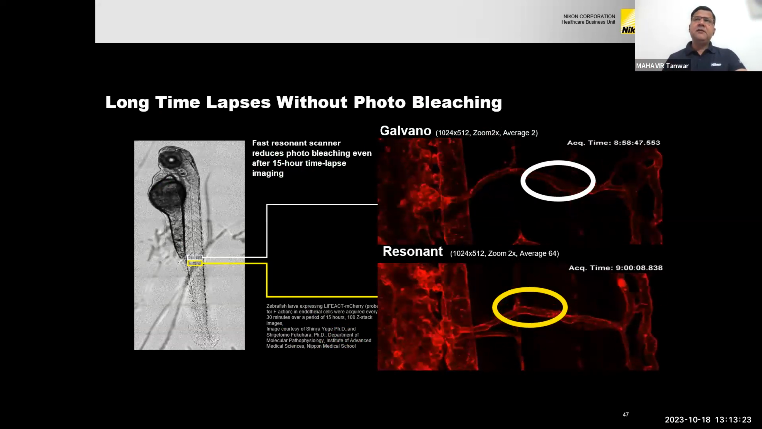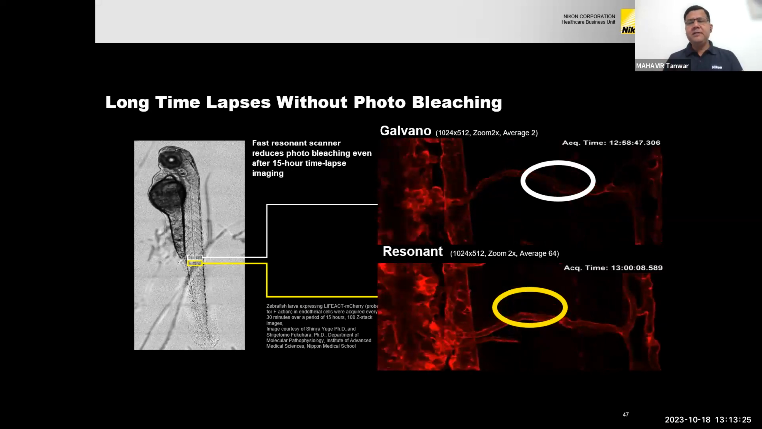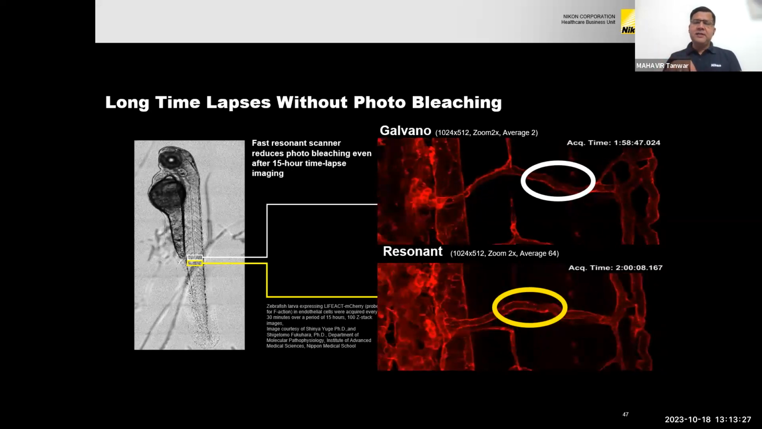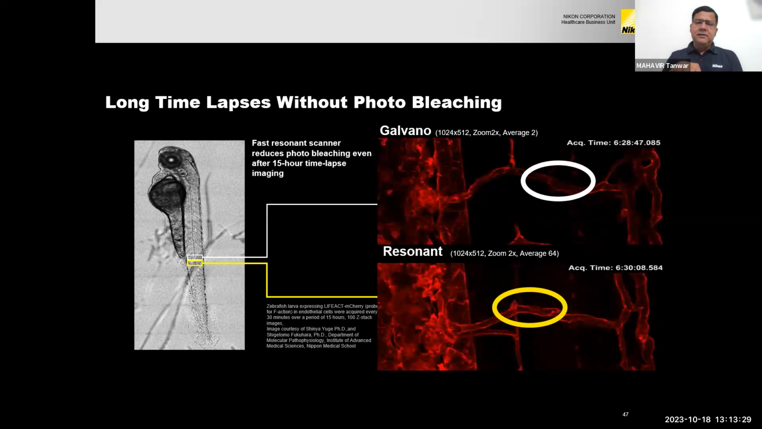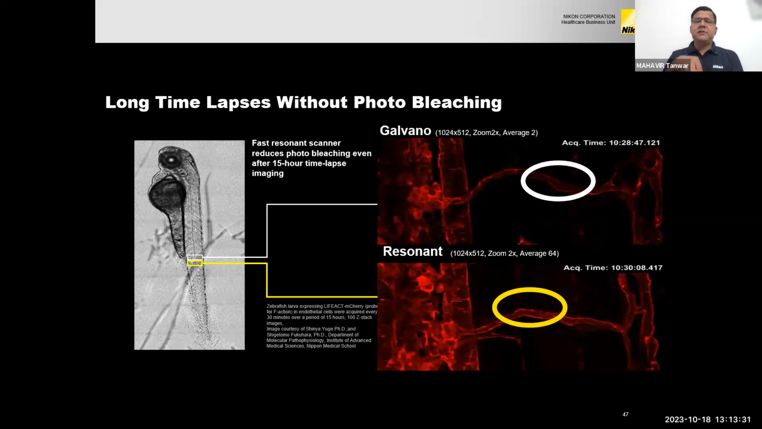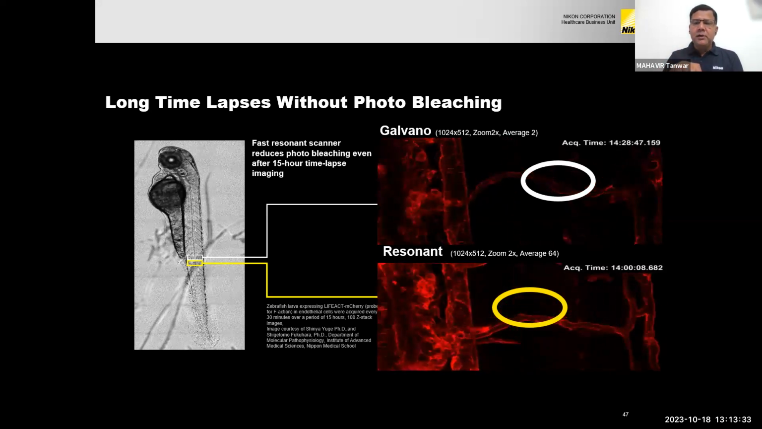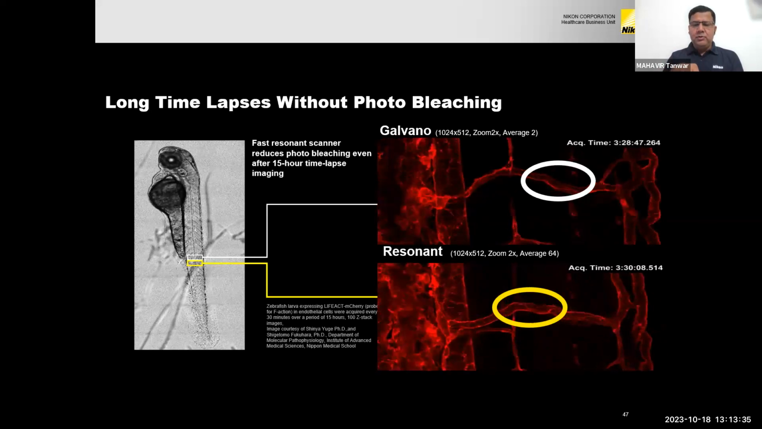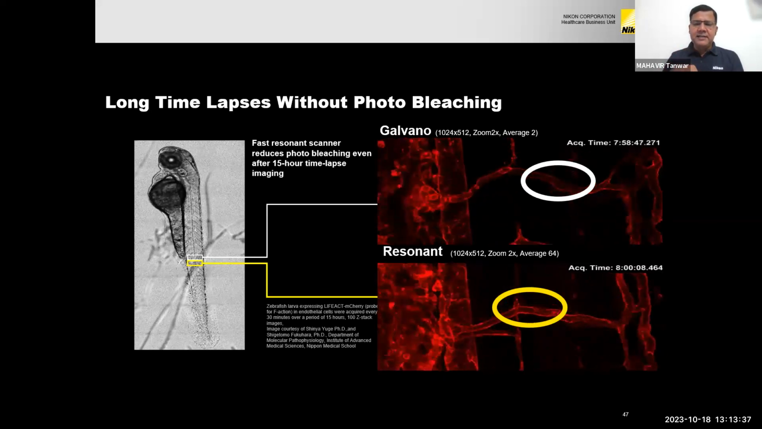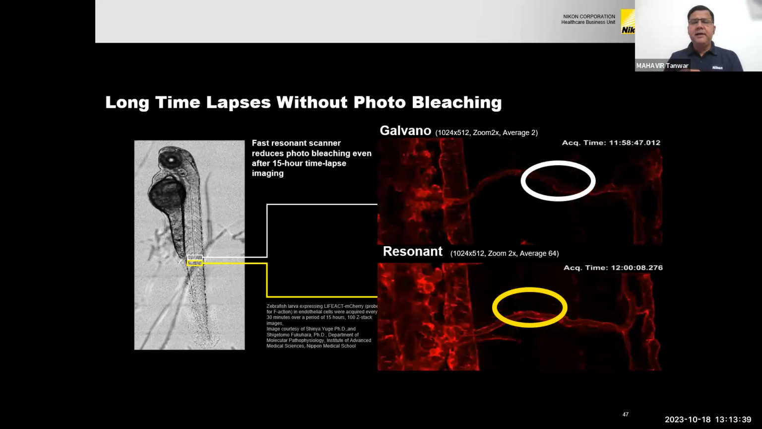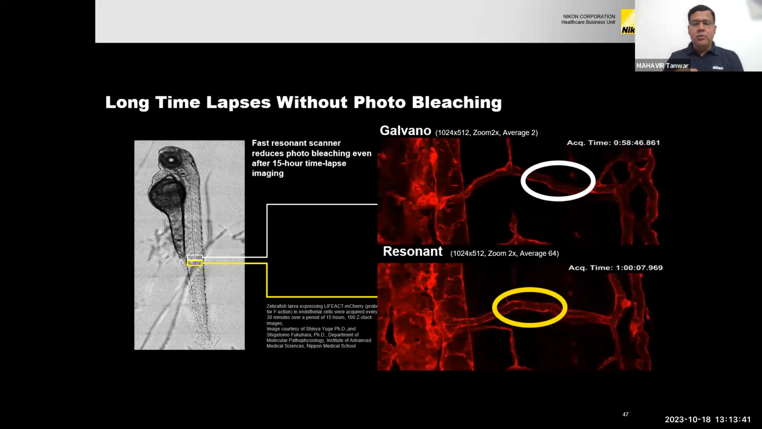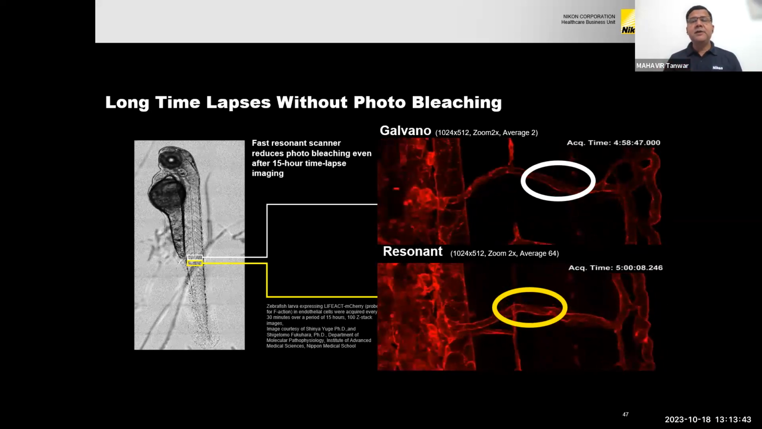That means what I'm saying with respect to pixel dwell time is how much the laser is residing on each pixel. If it is more, the scanning will be slow. In case of a resonance scanner, as the frequency of the scanner is very high, the pixel dwell time is low, but resolution definitely is increased.